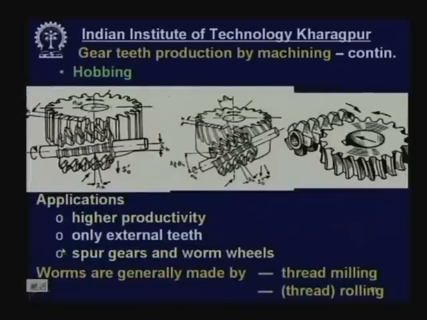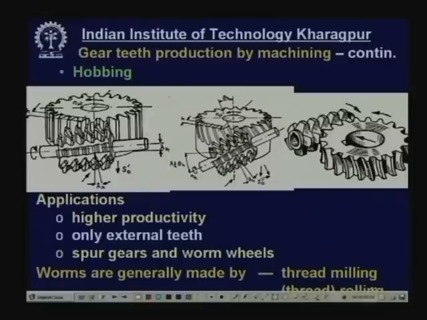Next comes hobbing. Hobbing is very similar to worm and worm wheel. Here you can see that this is the worm wheel, and this is the worm. A worm is nothing but a screw. When the screw rotates, the worm wheel rotates, the worm and worm wheel. But this screw has got some gashings, so that the threads are converted into cutting edges. Basically this was a ring like, and now it is converted into a milling cutter, which was discussed earlier.